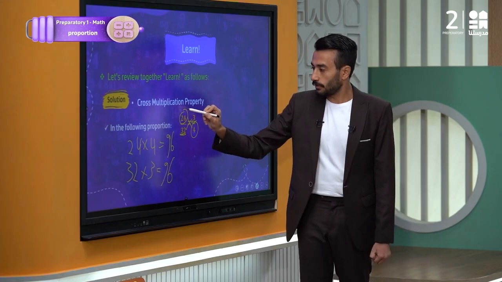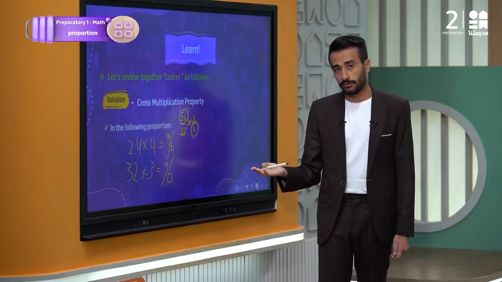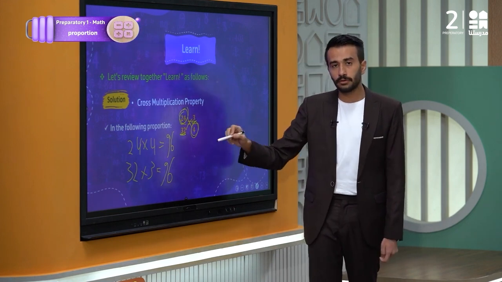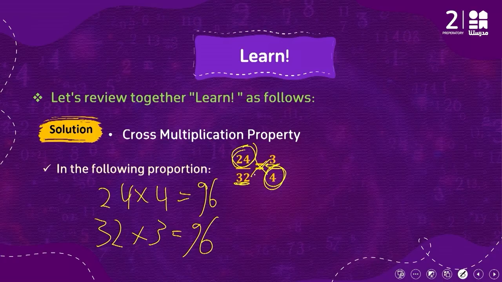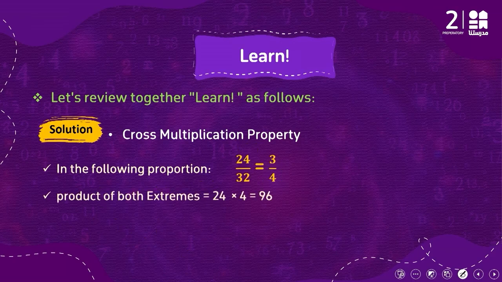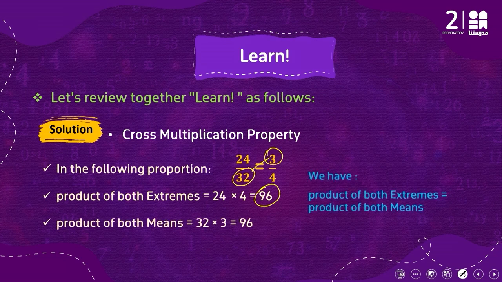So now, as we said, the first one multiplied by the last one are called extremes. When you multiply them, you'll find the product, or the answer of the multiplication, is the same as multiplying the means, which are the second and the third one. And here, if you multiply 24 by 4, it's 96. And then 32 by 3, it's also 96. So the product of the extremes is equal to the product of the means. And the product, as I said, means the answer of the multiplication.